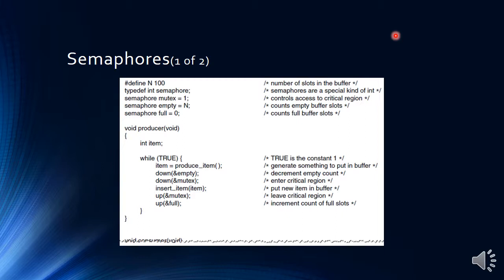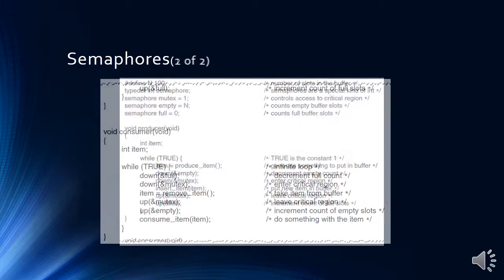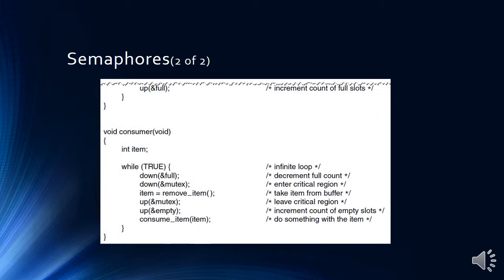The other use of semaphores is for synchronization. The full and empty semaphores are needed to guarantee that certain event sequences do or do not occur. In this case, they ensure that the producer stops running when the buffer is full and that the consumer stops running when it is empty.